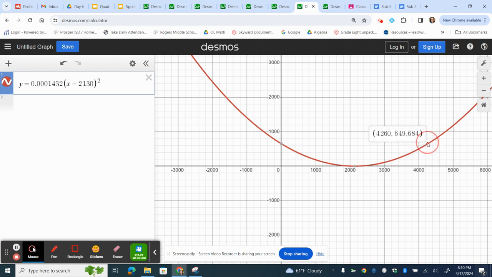Just a little bit. There we go. So the distance between the cables is our x value, and that is 4,260 feet. And how tall were the towers? About 649, almost 650 feet. So those are our two answers. My distance of my cables, 4,260, and the height of my towers is 649.7 if I want to round it. Okay.